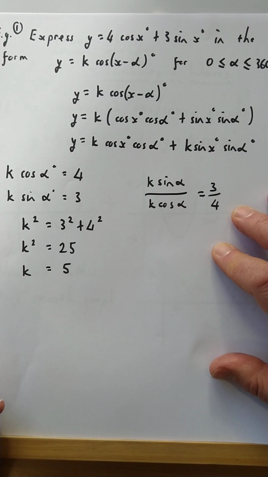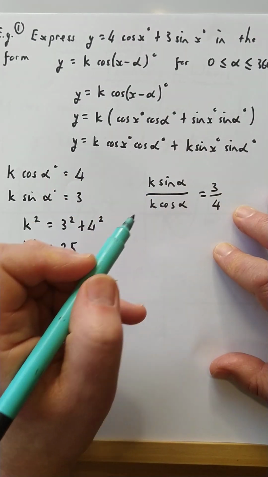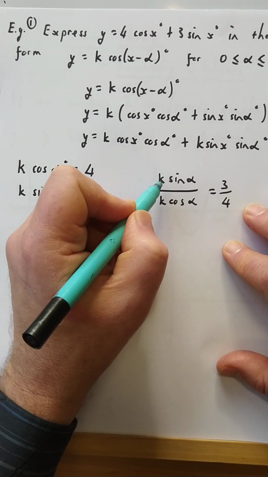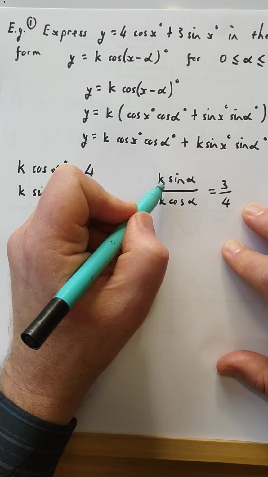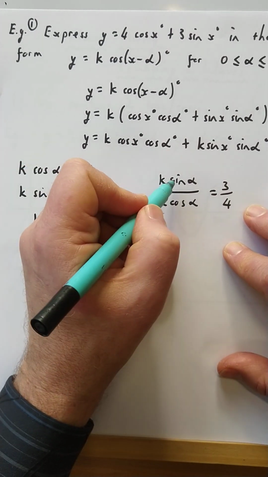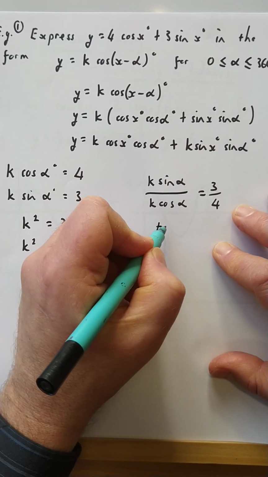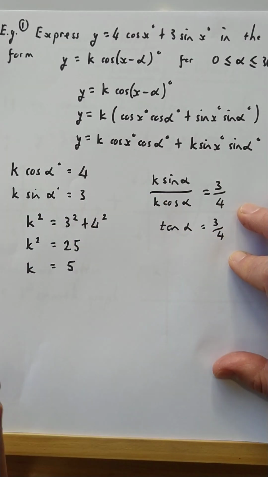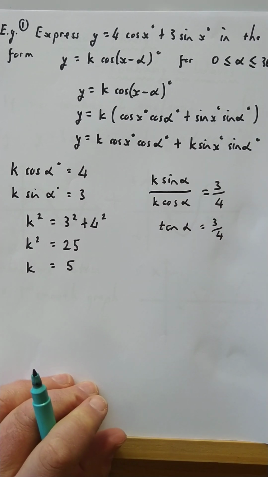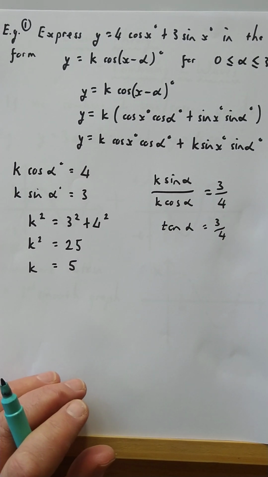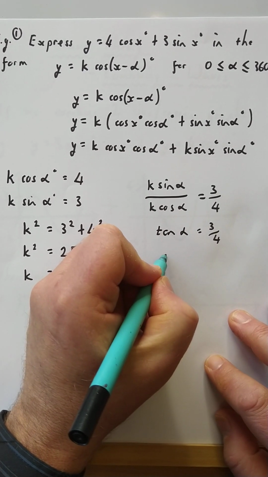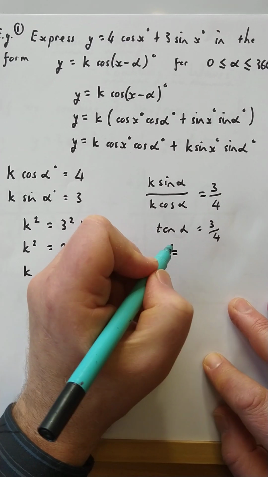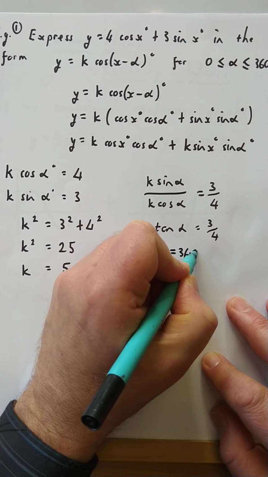But as I said, we've learnt previously, sine over cos is equal to tan. And the k terms cancel. I know k is not 0. It's the new amplitude. So I cancel the k's. I end up with sine over cos. So I can now write tan alpha equals 3 over 4. And say, well, that's nice and straightforward. I can work out what tan alpha is. Just reach for my trusty calculator. Inverse tan of 3 over 4, and I get 36.9 degrees.